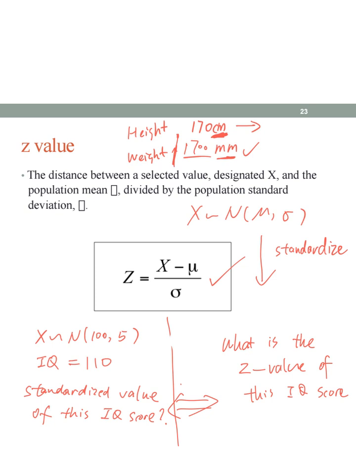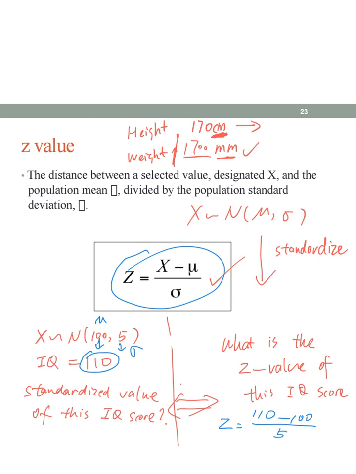If you get a question like this, we just have one formula, right? We just plug into this formula. We want to find the z value, the standardized value. So z is equal to the original data, which is 110, minus the mean. The mean is given to us, right? This is mu. This is the standard deviation, over the standard deviation. So it's equal to. Does that make sense?